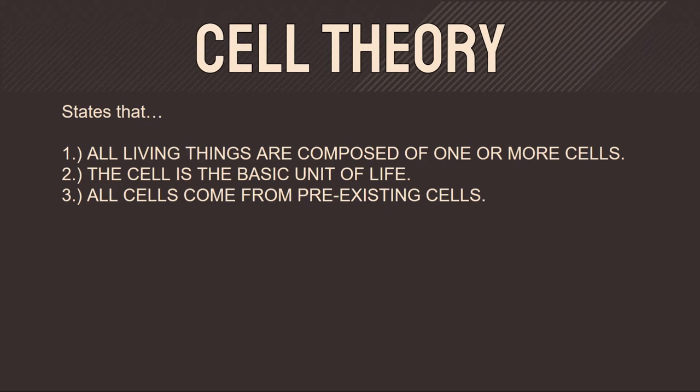So to state back the three postulates of the cell theory, number one, all living things are composed of one or more cells. Number two, the cell is the basic unit of life. And number three, all cells come from pre-existing cells. So now the question is, how did the scientists behind the formulation of the cell theory know that this statement describes the nature of the cell?